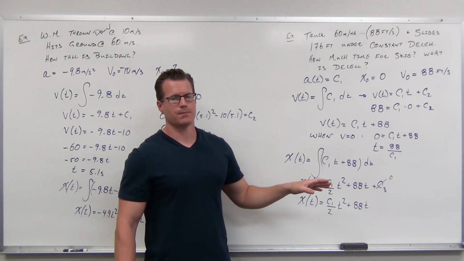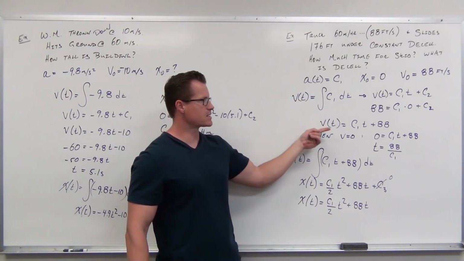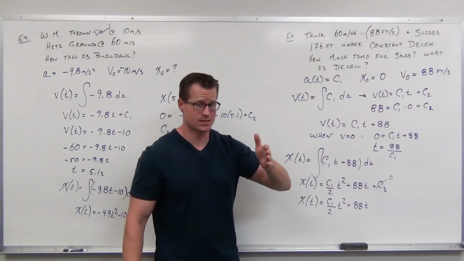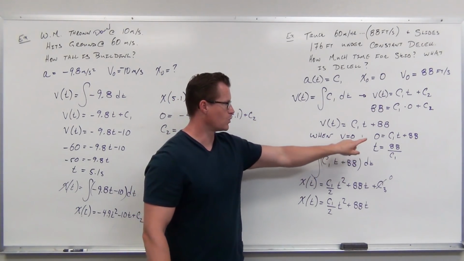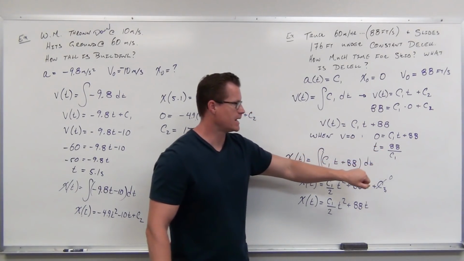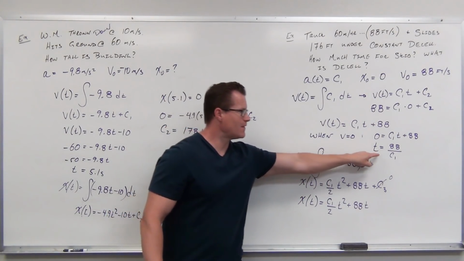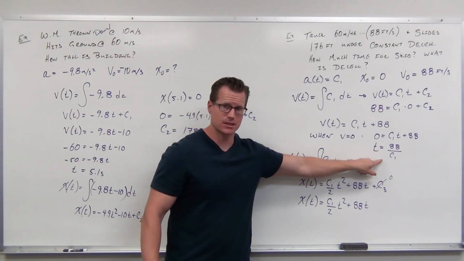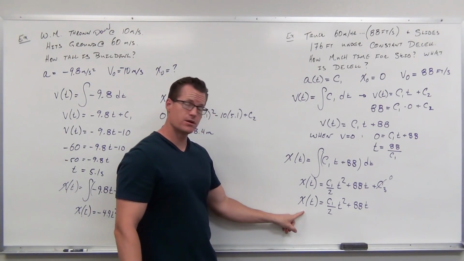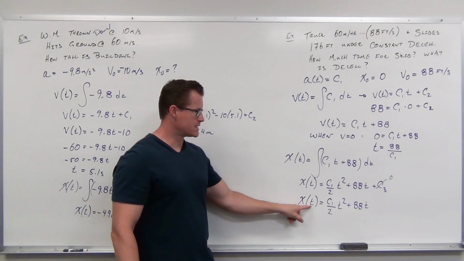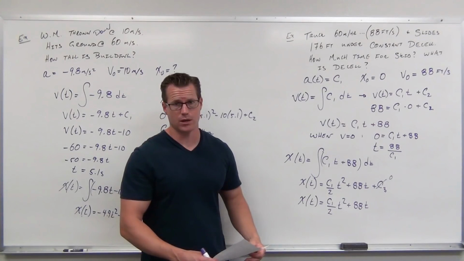But we do know one more thing. We knew the time it takes for us to complete this skid, the time that it takes to get from a velocity of 88 to a velocity of 0. So when our velocity is 0 is 88 over C sub 1. But we have one more piece of information. When that happens, we will have slid 176 feet. Our position will be 176 when our t is 88 over C1. We can use that to solve for C1.